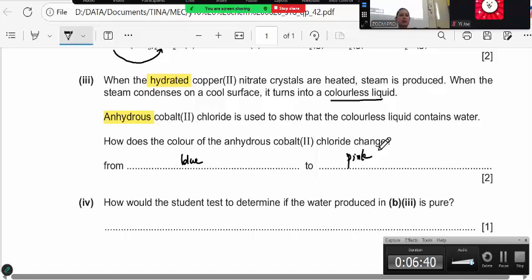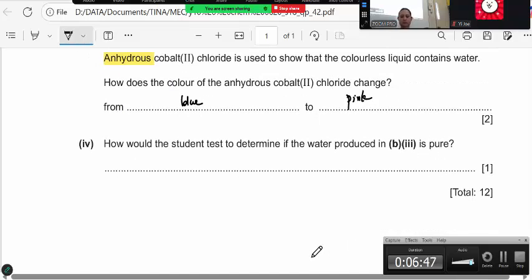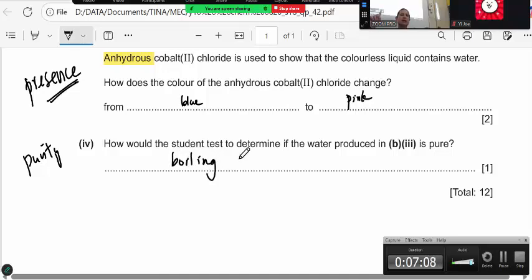There's another one called copper(II) sulfate. This one is to test the presence of water. This one is to test the purity. For purity, you must test the boiling point. Boiling point is 100 degrees Celsius. Remember, pure water will only boil at a certain temperature.